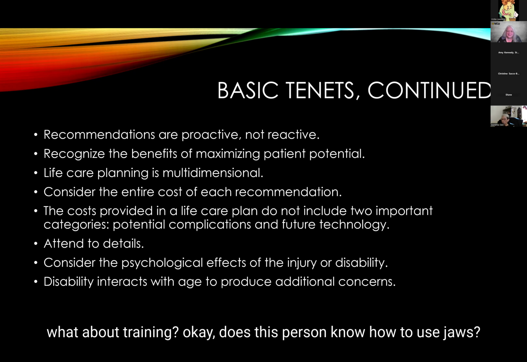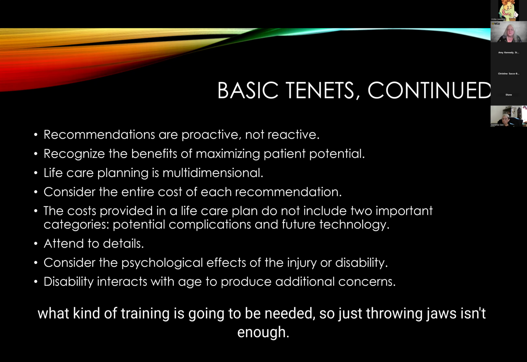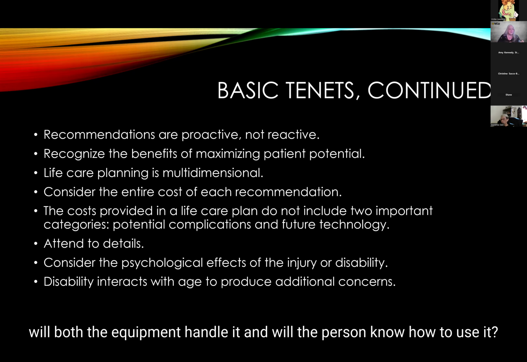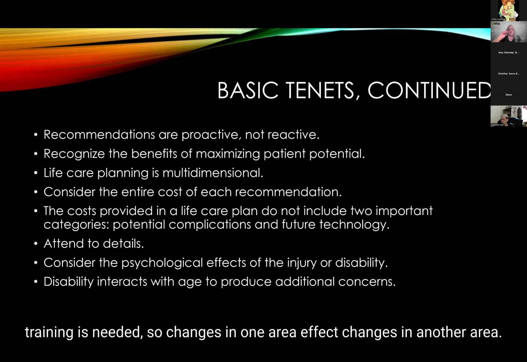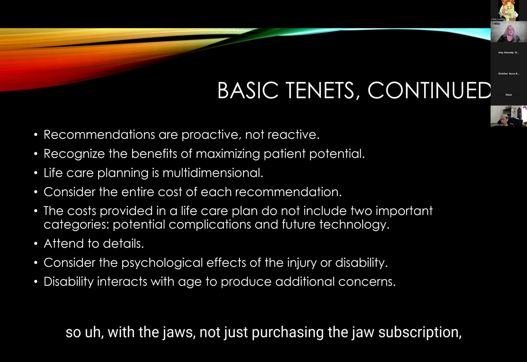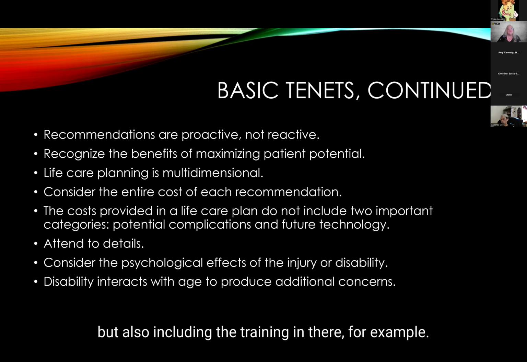What about training? Does this person know how to use JAWS? What kind of training is going to be needed? So just throwing in JAWS isn't enough. Will the equipment handle it, and will the person know how to use it? Training is needed. So changes in one area affect changes in another area. Consider the entire cost of each recommendation. So with JAWS, not just purchasing the JAWS subscription, but also including the training, for example.